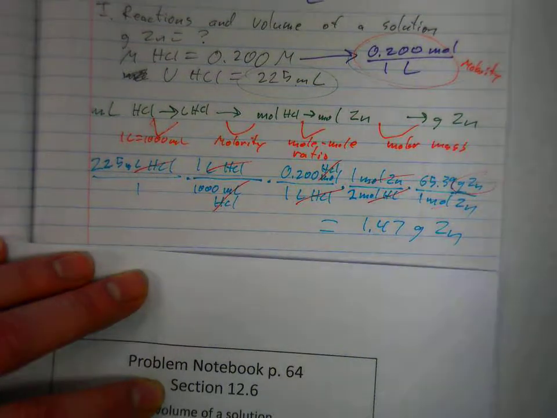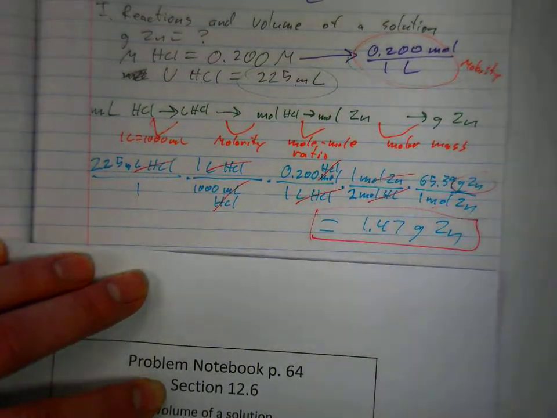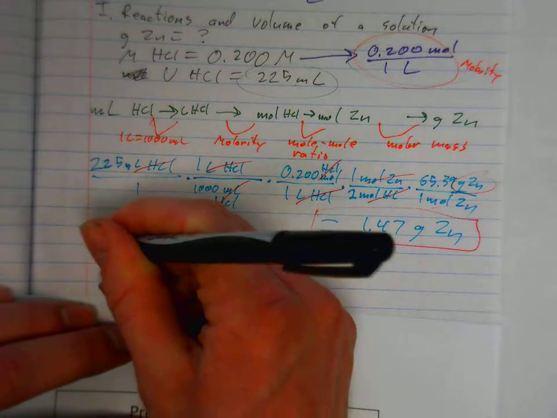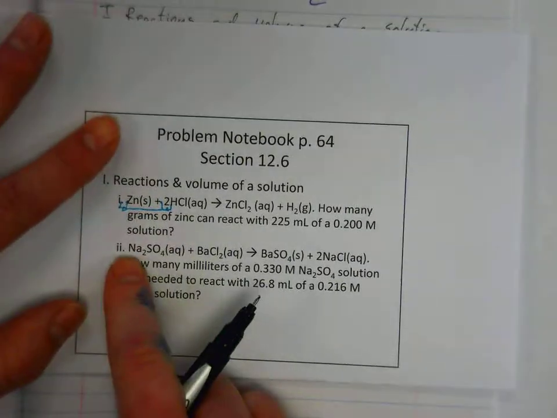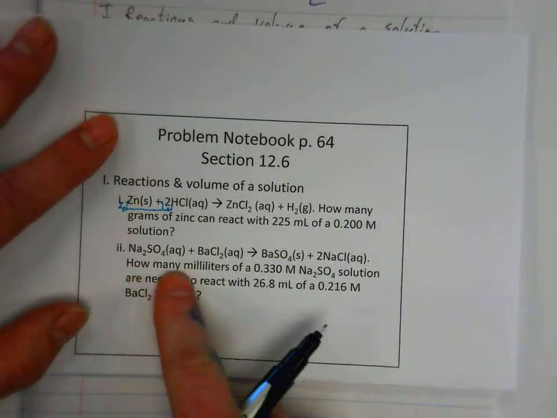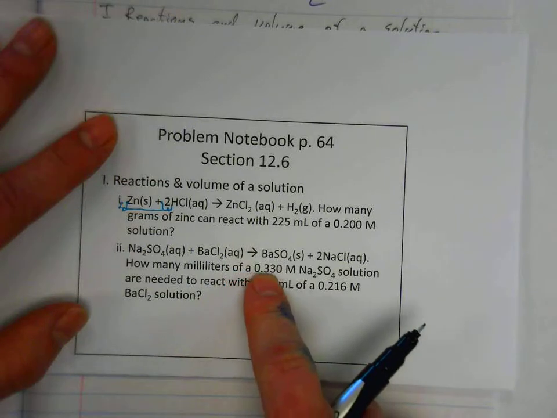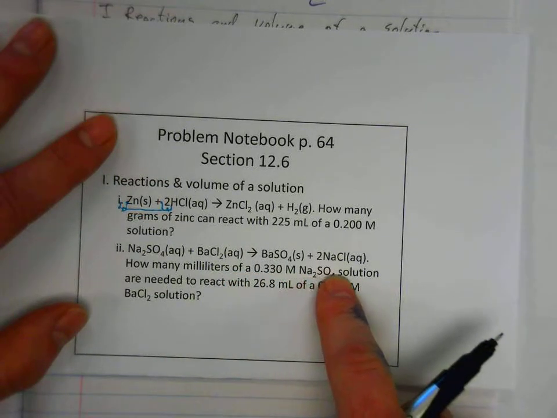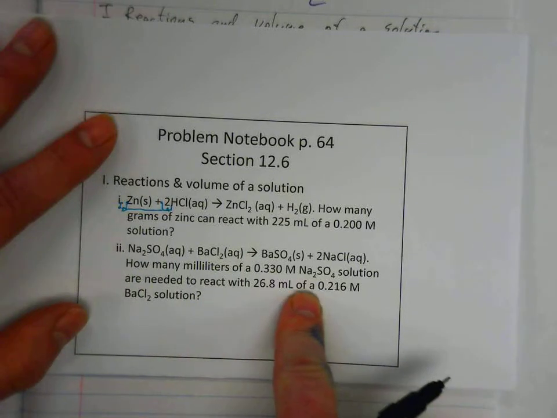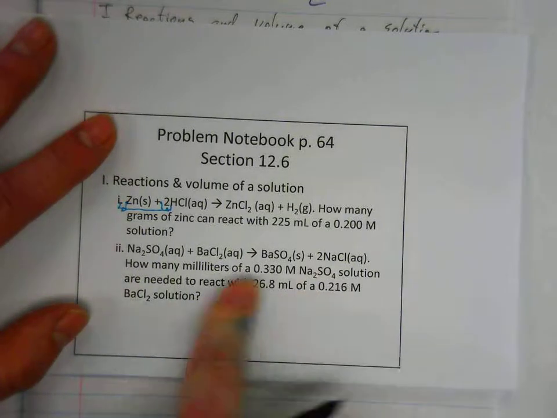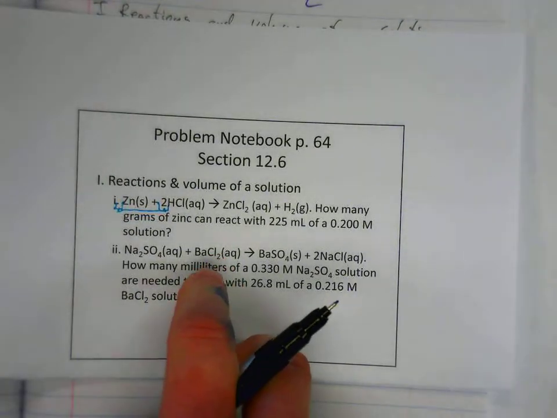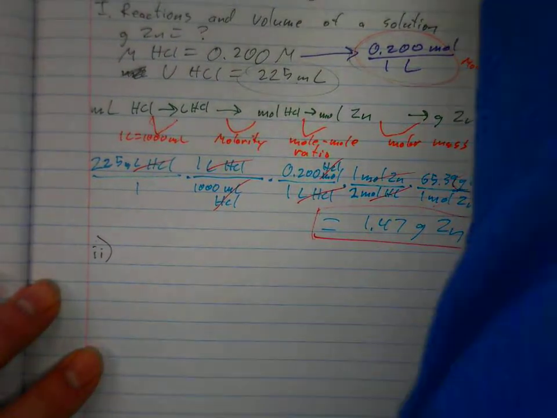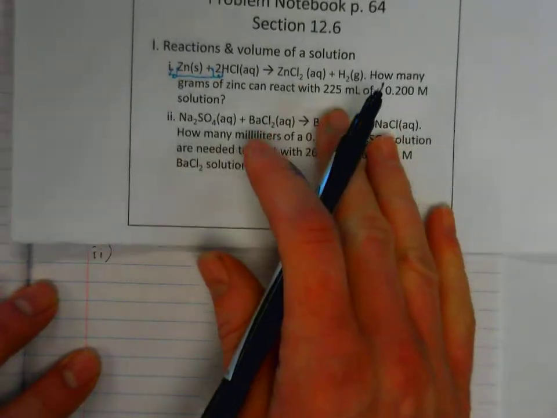Let's try a second problem. This problem says, given this equation, how many milliliters of a 0.33 molar sodium sulfate solution are needed to react with 26 milliliters of a 0.216 molar barium chloride solution? This problem is similar to the last one, except this time we are going from milliliters of one solution to milliliters of another. And so we can write down what we have in the equation.